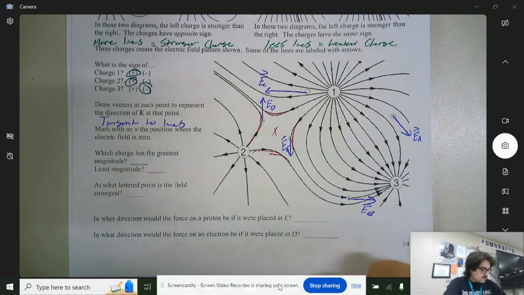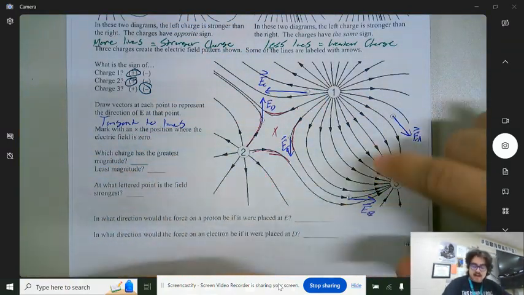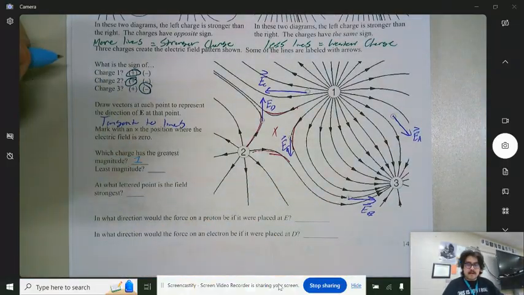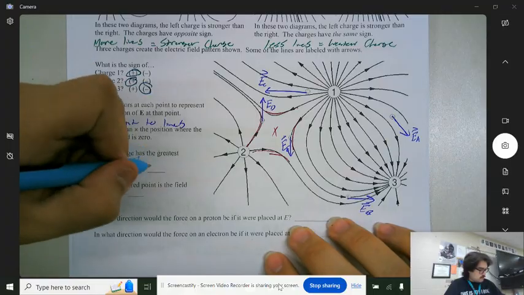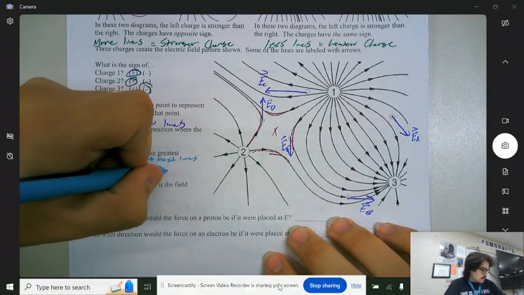Which charge has the greatest magnitude? Well, you just got to see which one has the most lines either going into it or out of it. If you count those up, it'll actually end up being charge number 1. And the least magnitude would be charge number 2. Most lines and least lines.